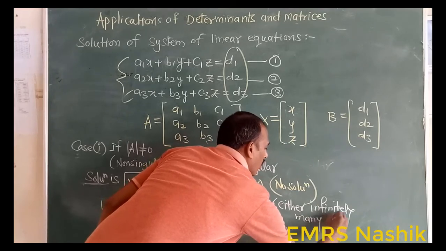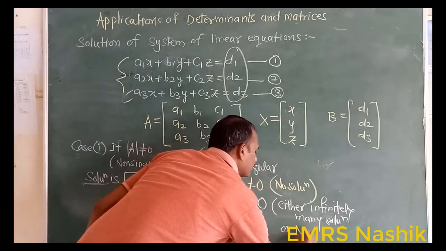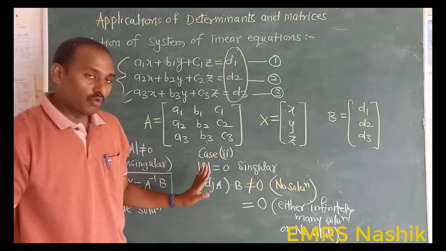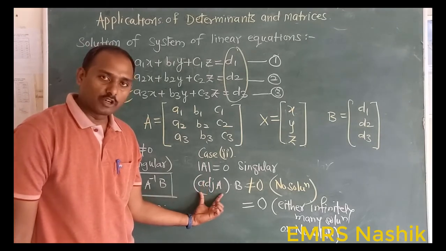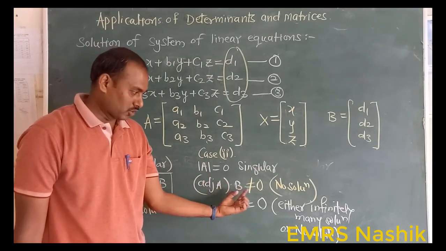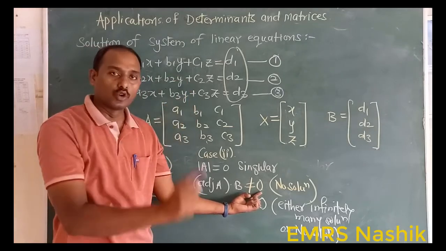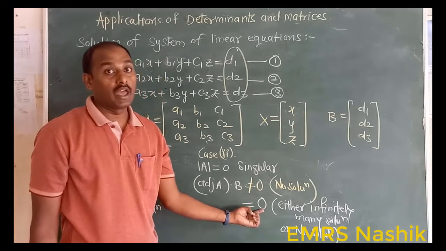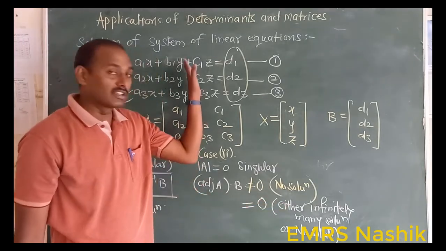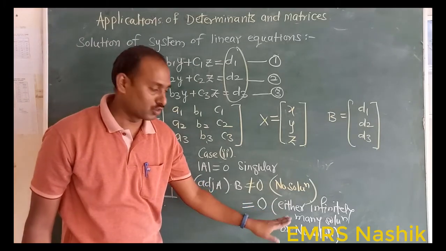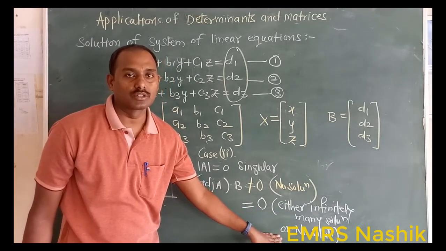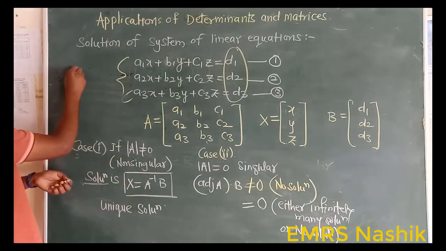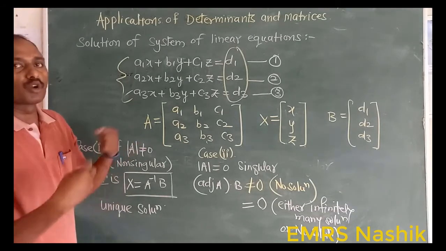or no solution. So what we are doing here is multiplying adjoint of A into B. If it is not equal to 0, then this system has no solution. If this product is equal to the zero matrix, then in this case this system has either infinitely many solutions or no solution. Now if the system has a solution, then solution means either one or more than one.